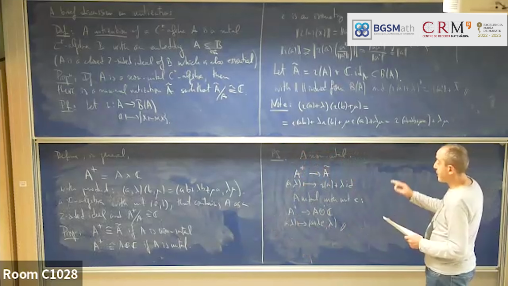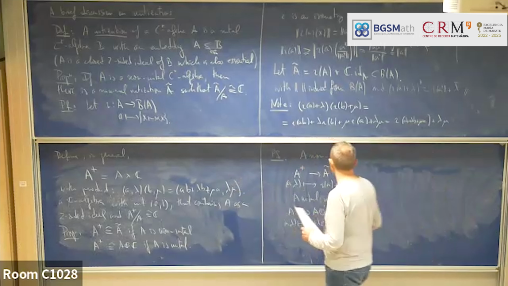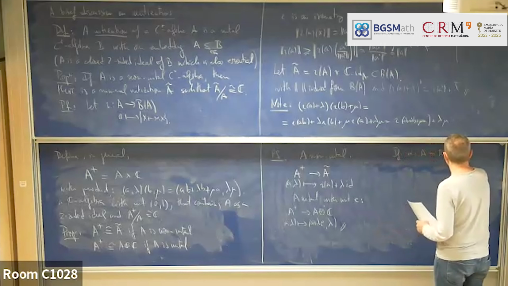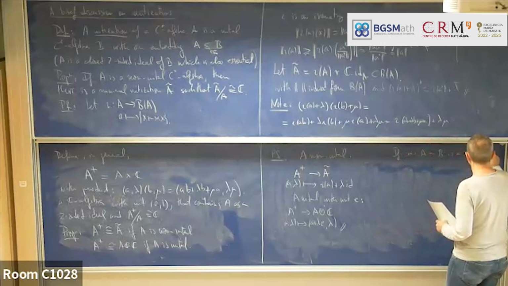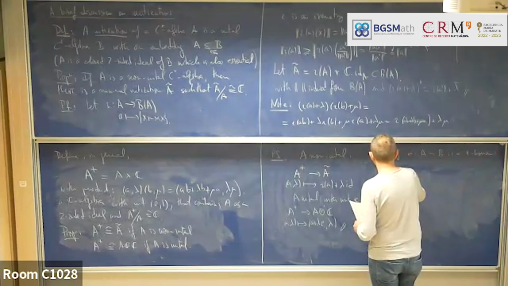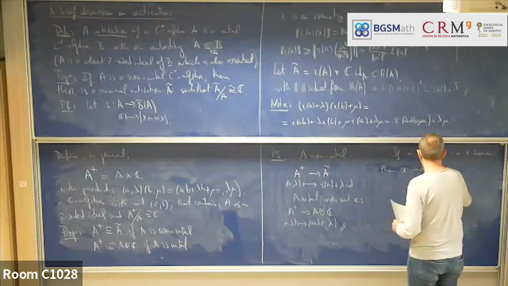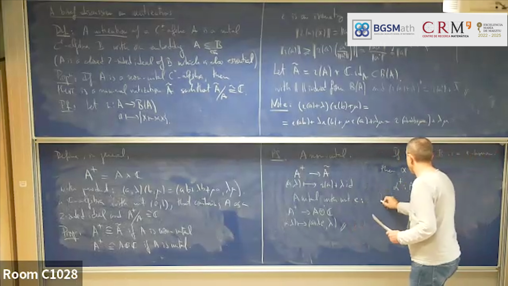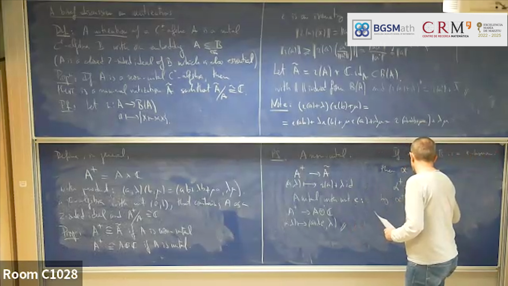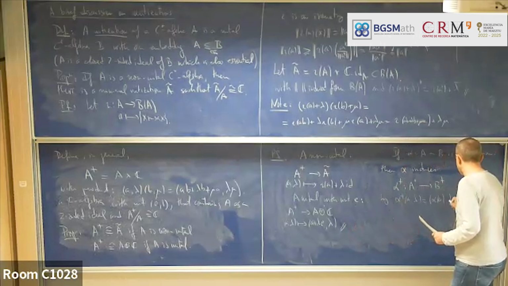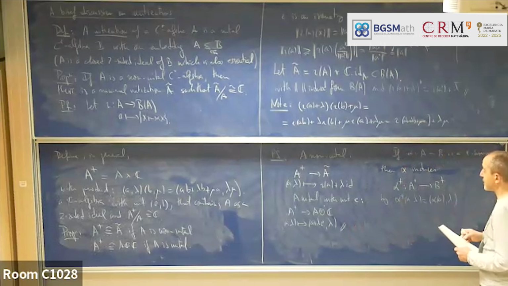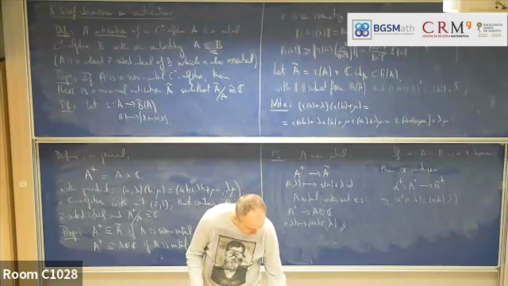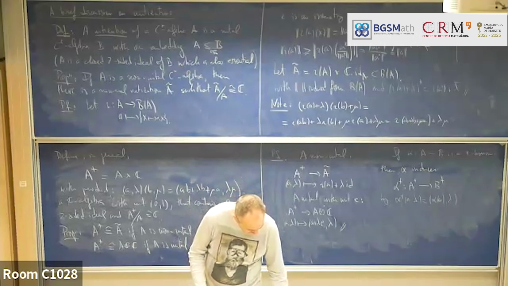So we note here that unitizing goes well with maps. So if there's a star homomorphism alpha, then alpha plus, defined by alpha plus of (a, lambda) equal to (alpha of a, lambda), is also a star homomorphism.